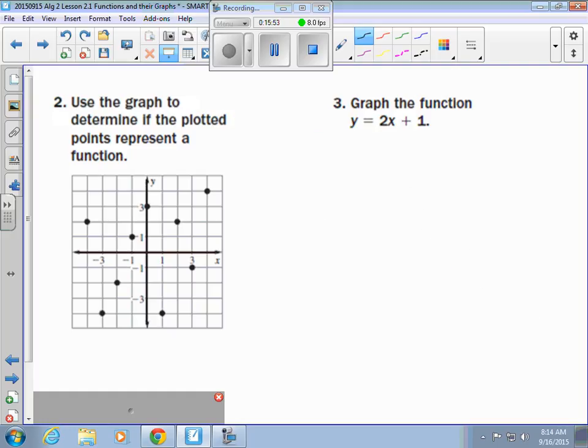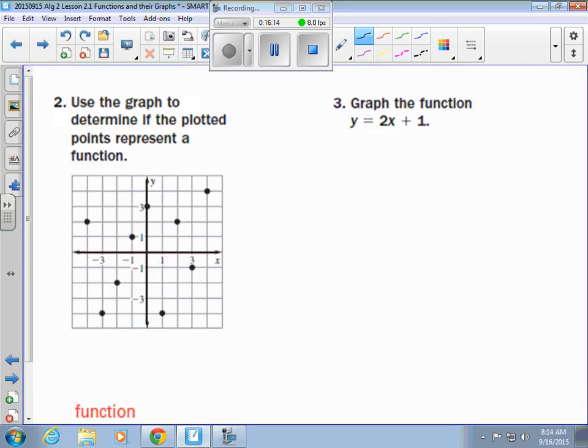Number 2 tells you to use the graph to determine if the plotted points represent a function. Okay. So the vertical line test, does this one pass it or does this one fail it? It passes it. Each one of those points, if you drew a line vertically through it, would not hit another point. So number 2 is a function. That's all that says there.